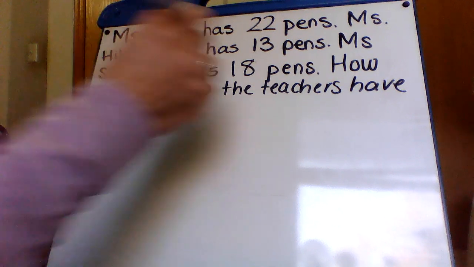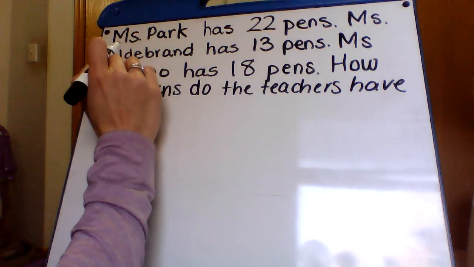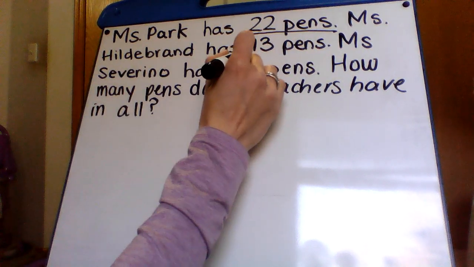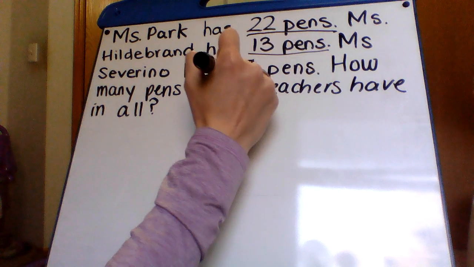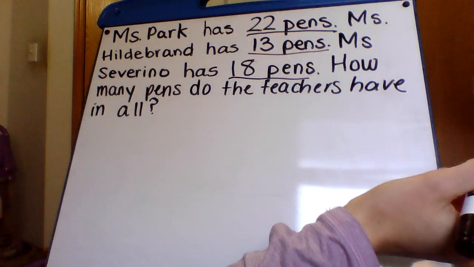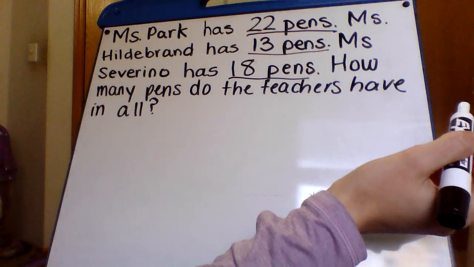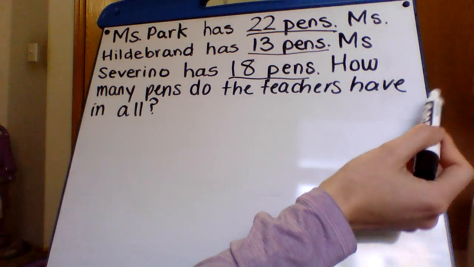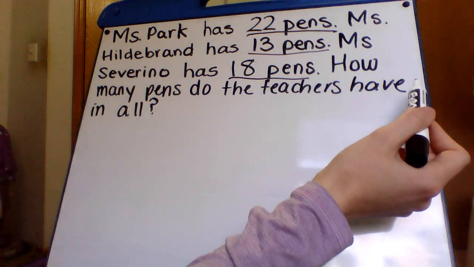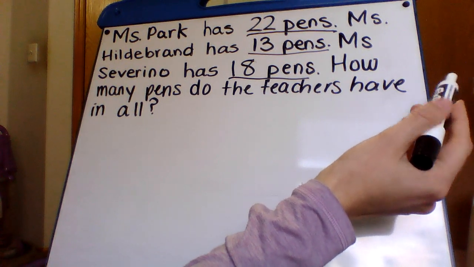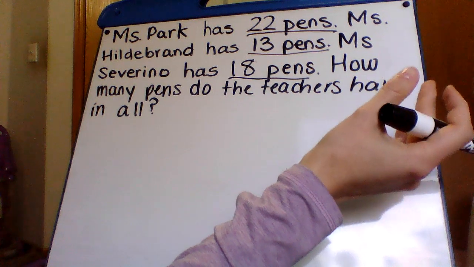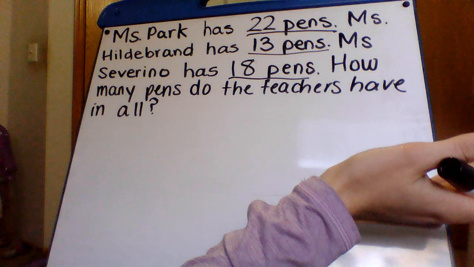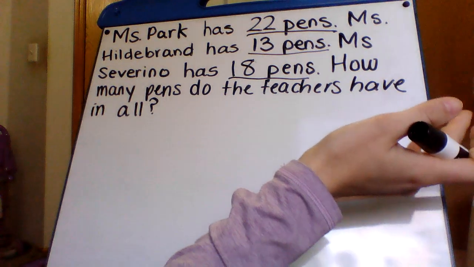So again, go back to your problem, underline that important information. Miss Park has 22 pens. Miss Hildebrand has 13 pens. Miss Severino has 18 pens. How many pens do the teachers have in all? You should be looking at your question, because your question is always going to give you the hint, or it's going to tell you how you're going to solve the problem. So is it going to be addition or subtraction, and eventually maybe multiplication?